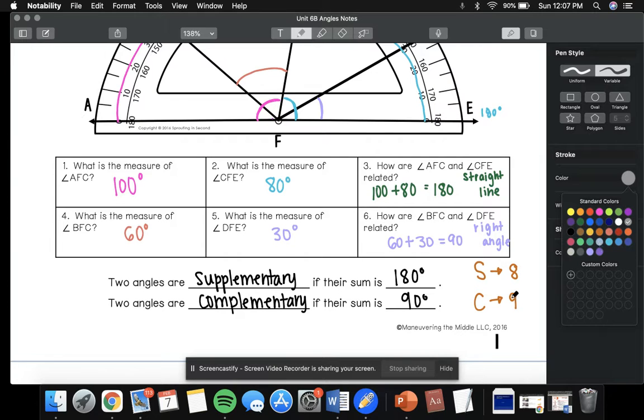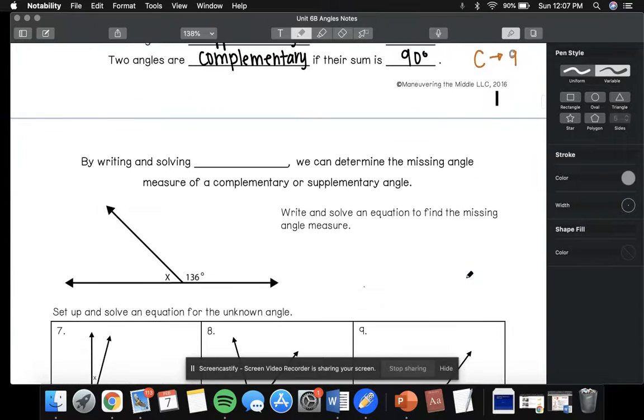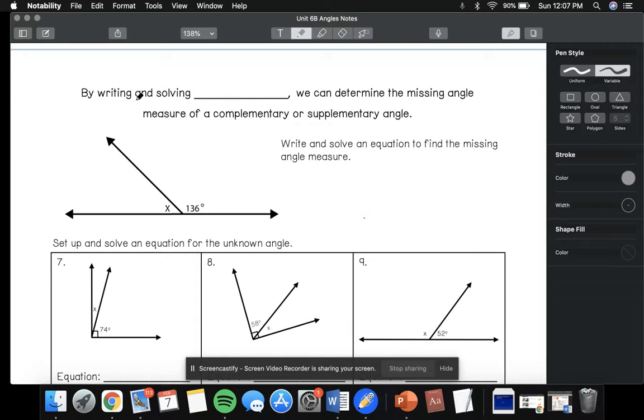Not white. So here's the C in complementary and here's the S in supplementary. So that's kind of how I remember supplementary and complementary. Supplementary has an 8 in it, so it's 180, and complementary has a 9 in it, so it's 90. Okay.